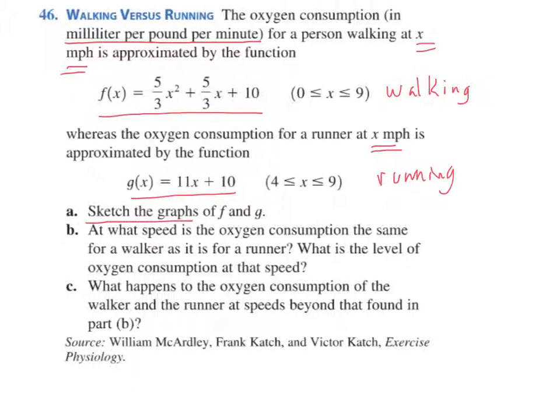So we have these two functions, and the first thing we're asked to do is to sketch graphs of f and g. Well, you could do that. You could kind of fumble your way through that with a piece of graph paper, but we know that we have tools that can help us with these graphs. So I'm going to go ahead and utilize one of those right now. Keep in mind that for the walker, this function applies for the domain where x is between 0 and 9. But for running, the function only applies from 4 to 9. Okay? So it's not the entire graph. So let's use Desmos graphing calculator to help us draw these pictures.